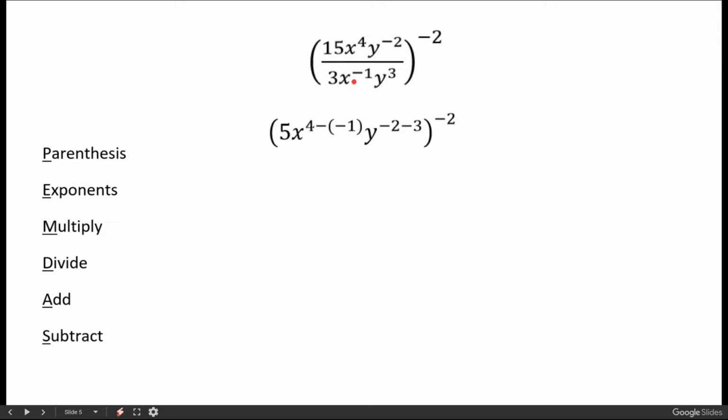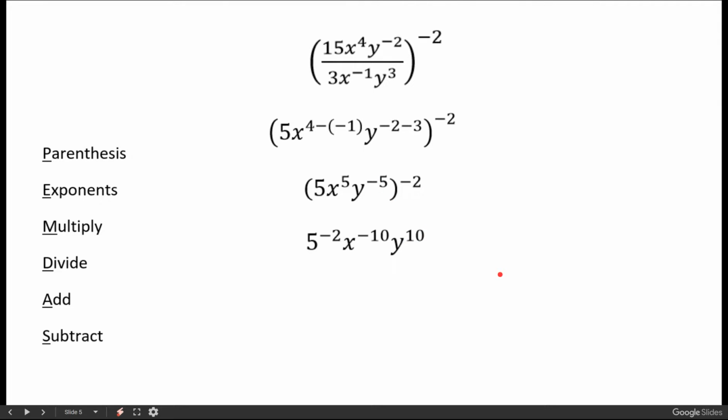Because we're dividing, we're going to subtract. 15 divided by 3 is 5, and then we subtract negative 1 from 4, and we subtract 3 from negative 2. All right, now that we have that simplified, we're going to apply the negative 2 to each part of the term inside. So we get 5 to the negative 2, because negative 2 times 5 is negative 10, and then we get y to the 10.